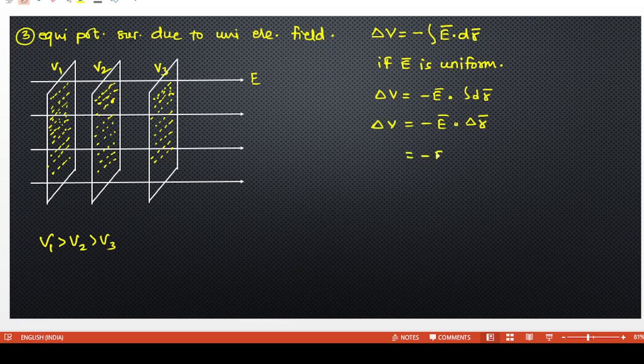This dot product can be further solved as magnitude of electric field into magnitude of displacement into cos of the angle between them, and this can be written as the perpendicular distance between the two equipotential surfaces whose potential difference you want to find out. And further you can write electric field E as minus delta V upon delta R perpendicular.